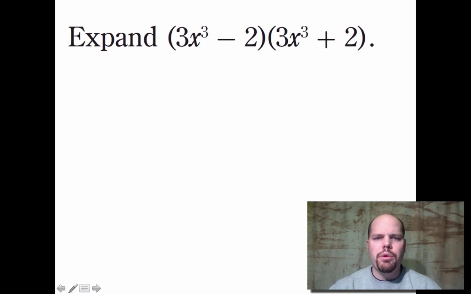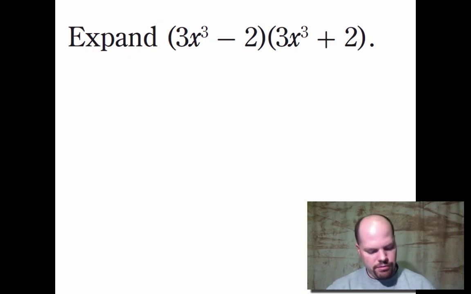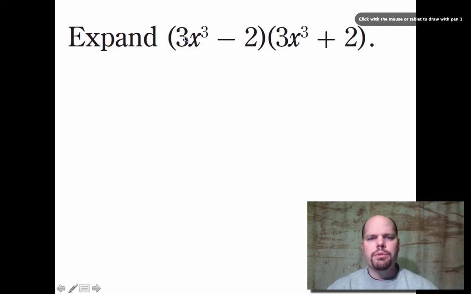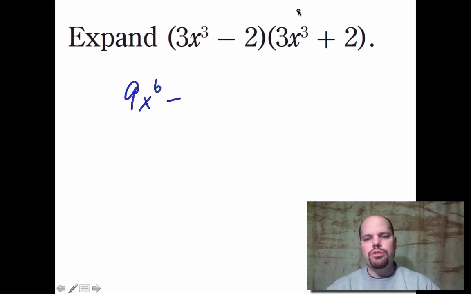All right, expand the quantity 3x cubed minus 2 times the quantity 3x cubed plus 2. This is a difference of two squares as well. So we're going to get 3x cubed times 3x cubed, so the quantity 3x cubed squared, so that's going to be 9x to the 6th, minus 2 squared, which is 4. So these are pretty quick using patterns.